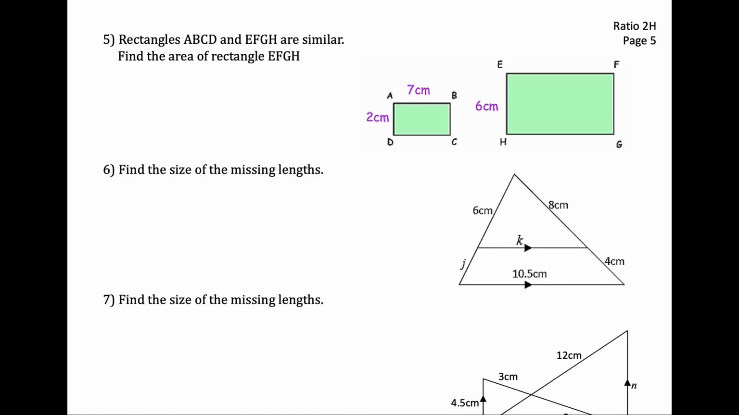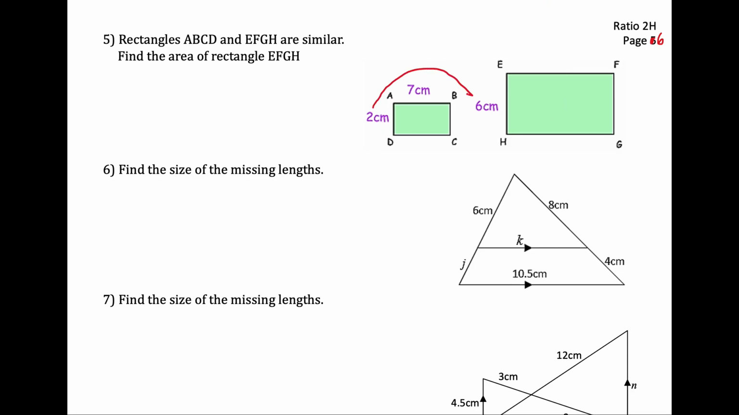Guys, welcome back. We're going to go through the next page now, which is actually page 6. I don't know why I've written page 5. Okay, so we've got two similar rectangles. Find the area of rectangle EFGH, so the second rectangle here. Okay, so hopefully this will show us something interesting.